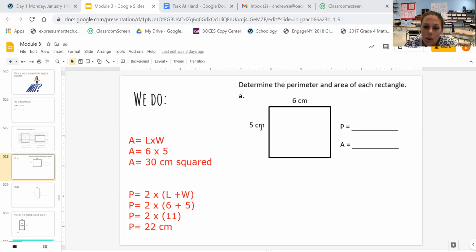All right, friends, for the area, you should have 30 centimeters squared, or you could have 30 squared centimeters, either one. Notice that the measurement that they're talking about is centimeters, though, so make sure you're matching the measurement. And then for the perimeter, we could have added them all up.